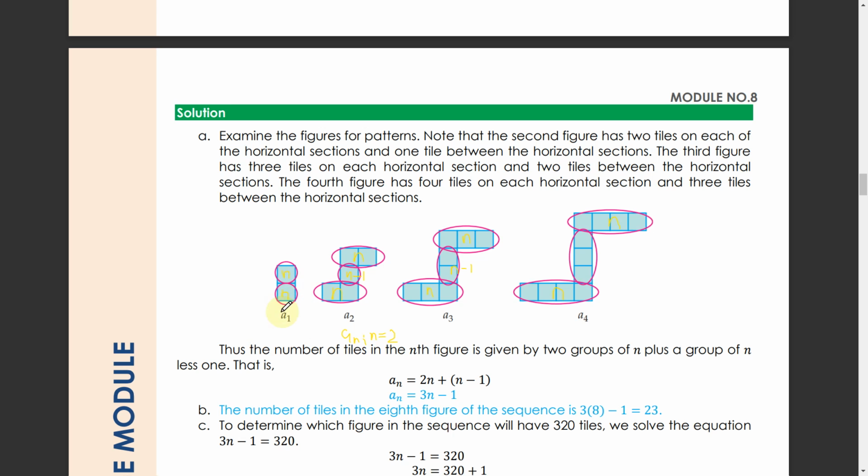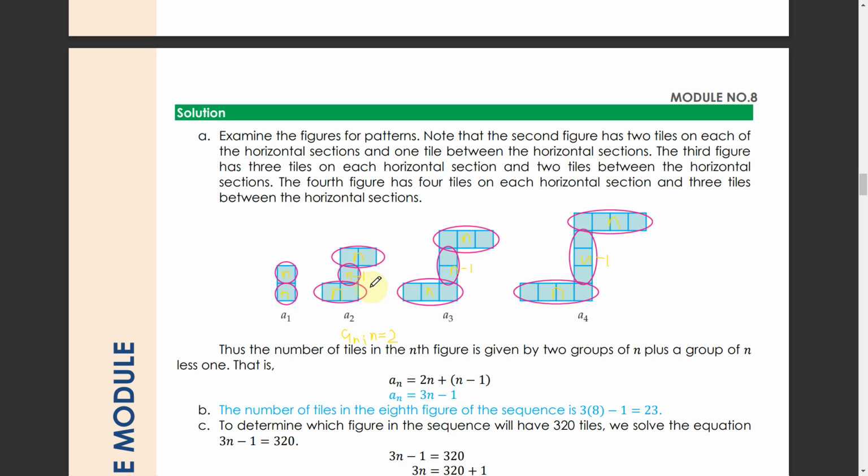We have two n's. Then this will be our n minus 1, the one in the middle. Why n minus 1 for the one in the middle, sir? Because look, if this is 4, our tiles here are only 3, meaning that is 4 minus 1, we subtract one. So the same with this one. In our figure 3, if n is equal to 3, the middle one in between the horizontal sections has only two, so that is 3 minus 1. The same with this one, this is 2 minus 1, so there is one square.